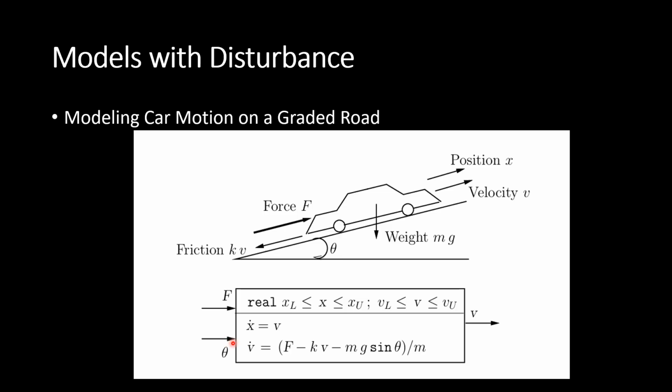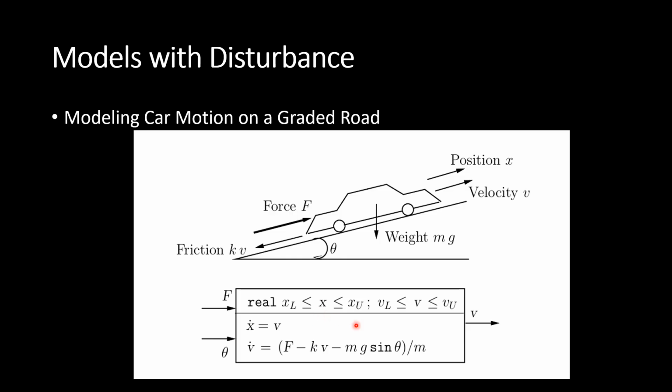Earlier we have seen a car with only a single input called F. Now we have a disturbance along with our input: one can be controlled and the other cannot be controlled. So we have two inputs. One is the actual input F, the other is the disturbance theta. For this case, theta is the angle that the car is making with the horizontal axis, and we have the output velocity v.